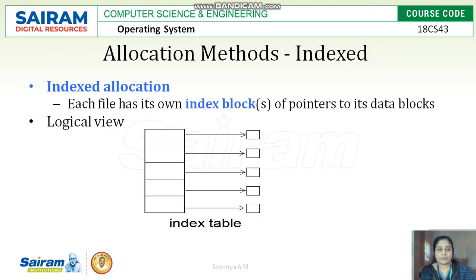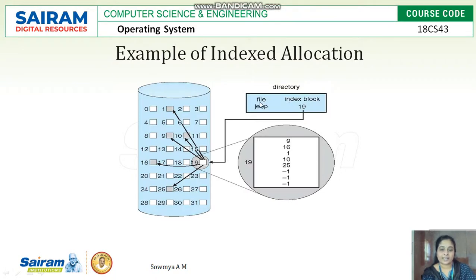Next one is the allocation method using indexing. Each file has its own index block of pointers to its data blocks. The logical view will be like this. Each file will have one index block. How it is accessed is, the file will have index block 19. In index block 19, it will state what the first block, second block, third block, 4, 5 and the remaining blocks are. So the index block only contains the information about which blocks the file is saved in, and in what order the file blocks are utilized.